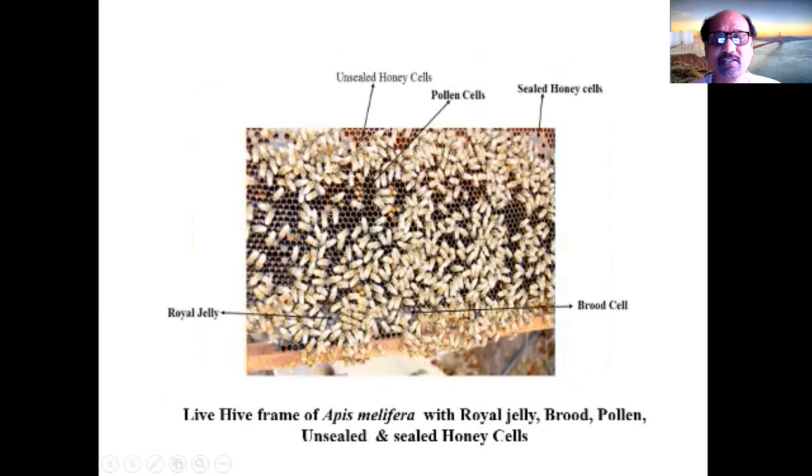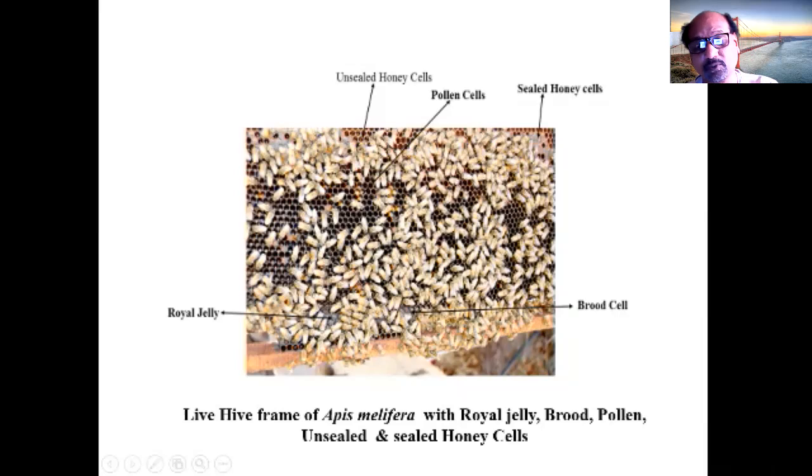Yes, these are the pollen cells. Then near the side of the frame, some honey cells are also sealed. Honey cells are sealed here. Then below, in the brood cells, there is some whitish larvae. The royal jelly is stored there, and the royal jelly is fed to the young larva. That is where the royal jelly is shown.